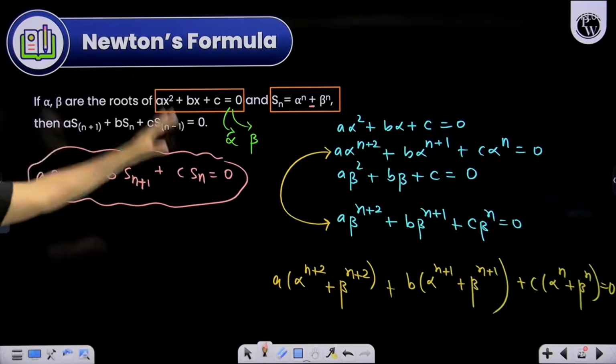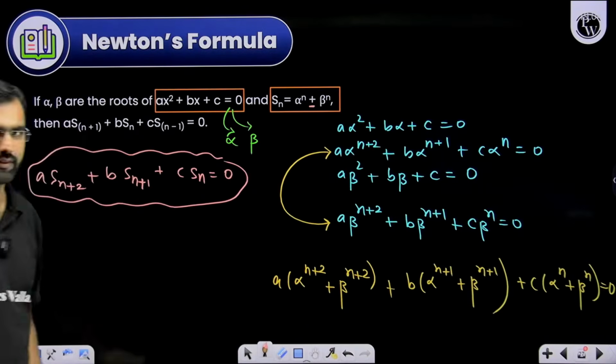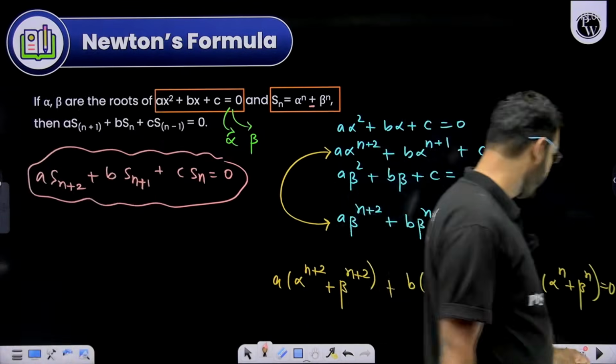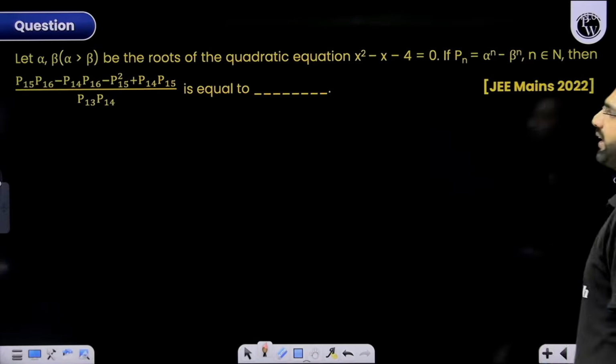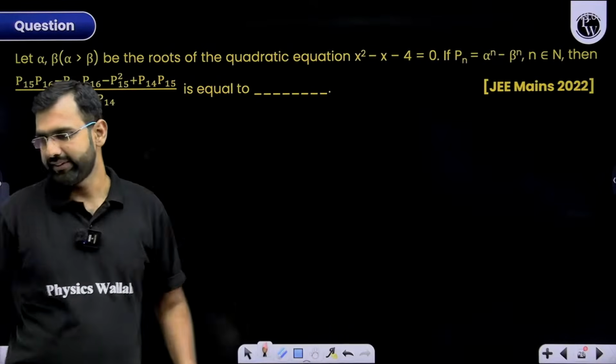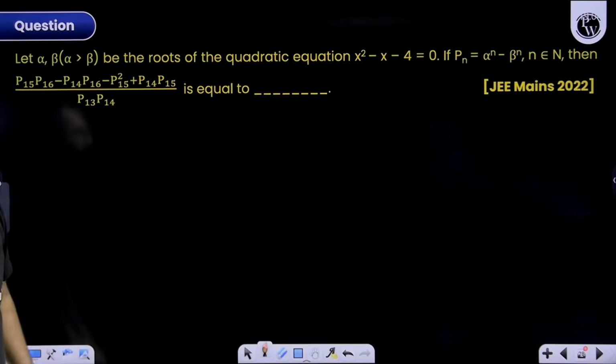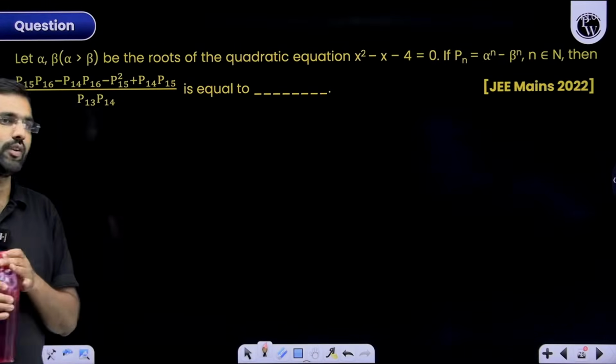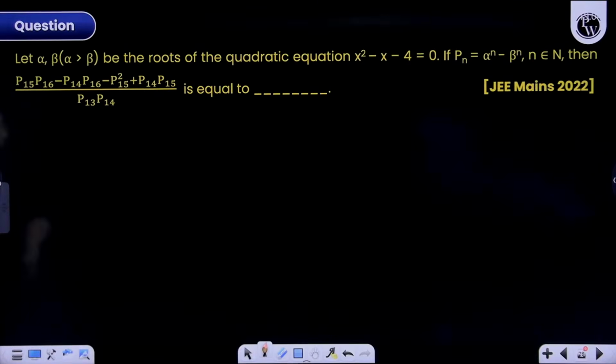Everybody got this result? Everybody understood this result? Are we clear on this? Give me a quick update on this. Now, with that, if I try and give you more clarity about this Newton's formula's application through some questions, let's have a look at this question. By the time I'm having some water, you try and solve this, and then we'll discuss its solution together. Give it a try, everyone.